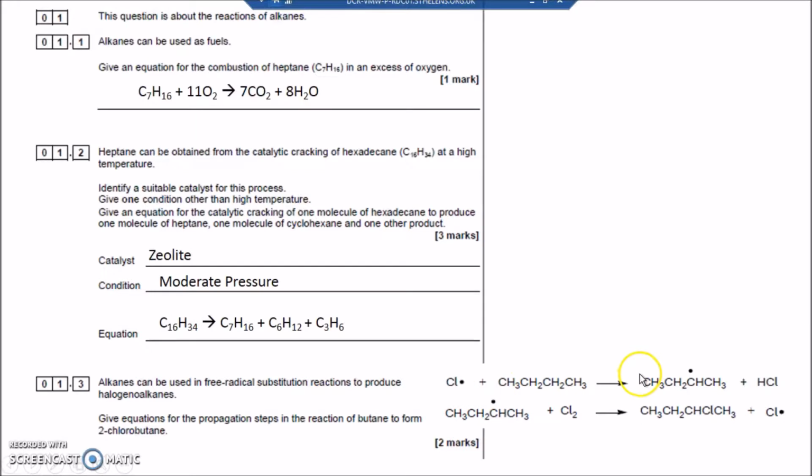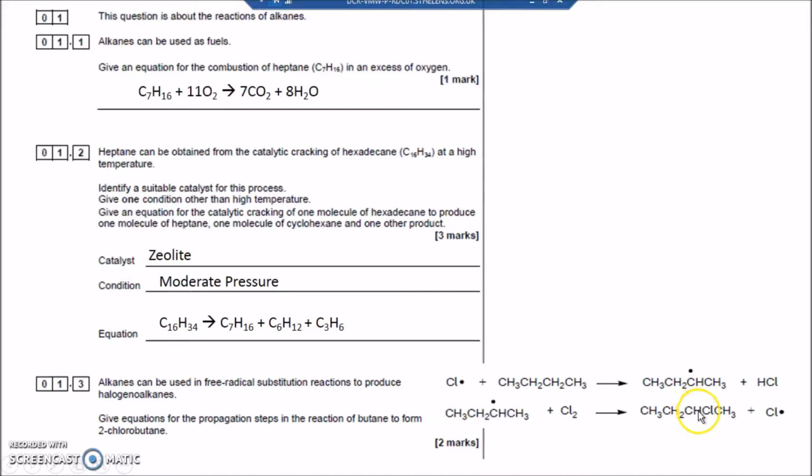So I'm going to make butane, but I'm going to remove an H from somewhere and leave a dot on the carbon that's lost its H. So I'm going to come back to that and work out why it's on carbon number 2. CH3, CH2, CH, CH3 adds Cl2. Always remakes a radical, so that's always remade a catalyst in the reaction, and then the Cl goes on to the point where the dot is.